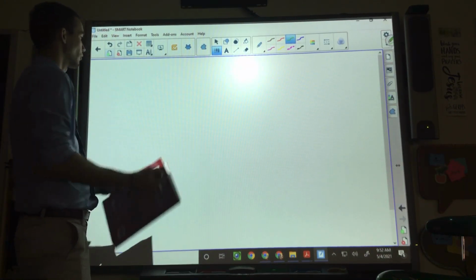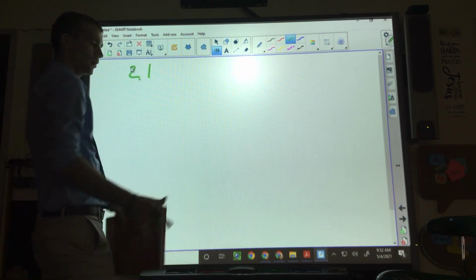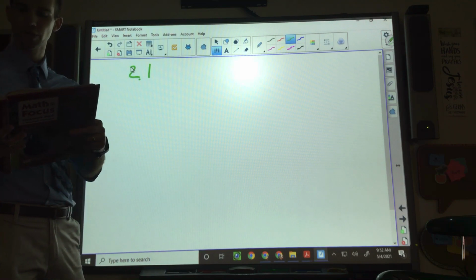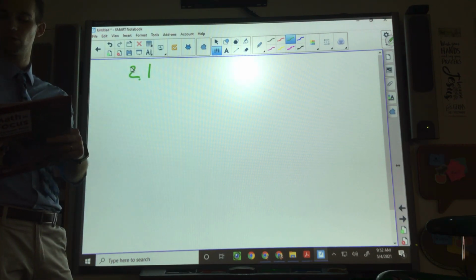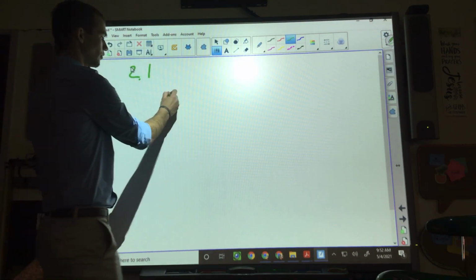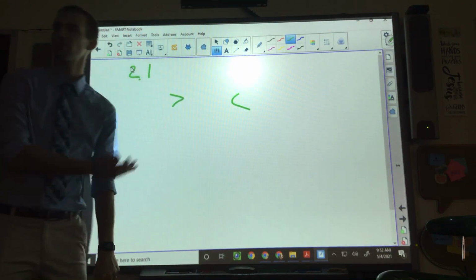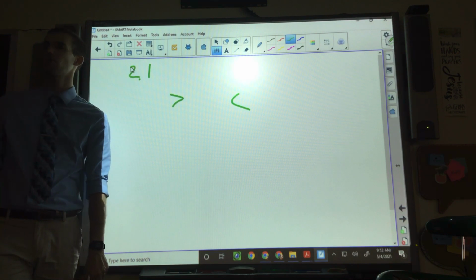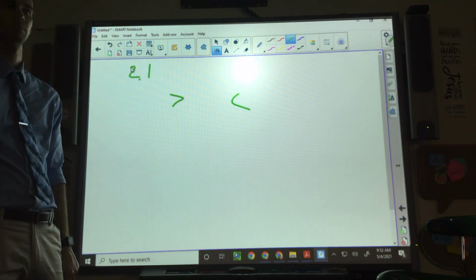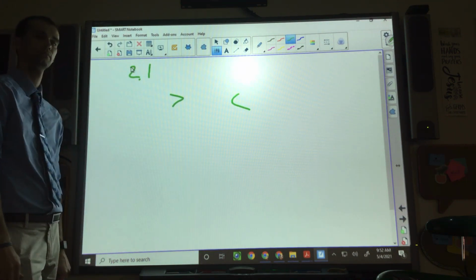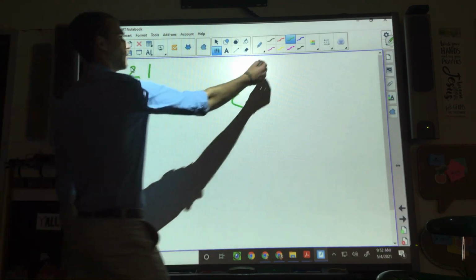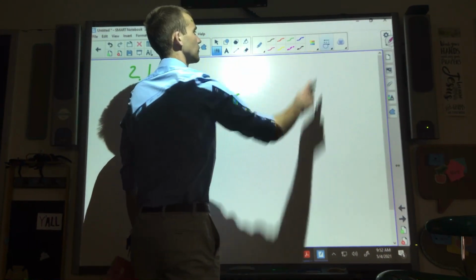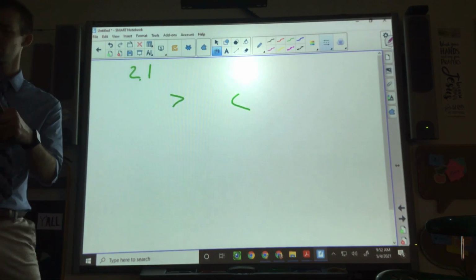All right, we're on 2.1, day 2, which is on page 49. It says, write statements of inequality using the symbols greater than and less than. You guys have used these before, yes? What's the difference between how we're going to use them now versus how you've used them in the past? We're probably going to use them for negative and positive numbers, but in the past we used them for bigger numbers and smaller numbers.